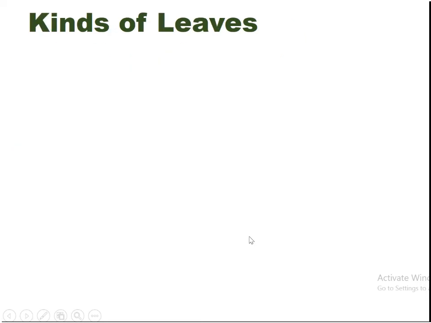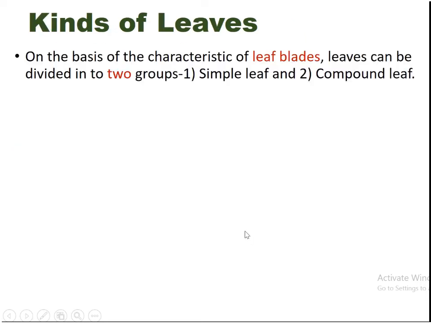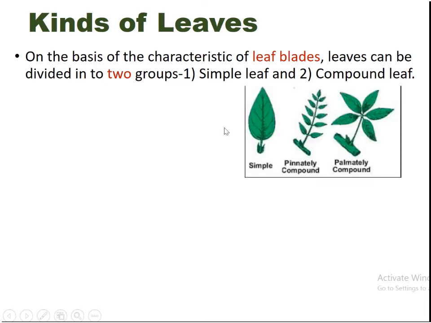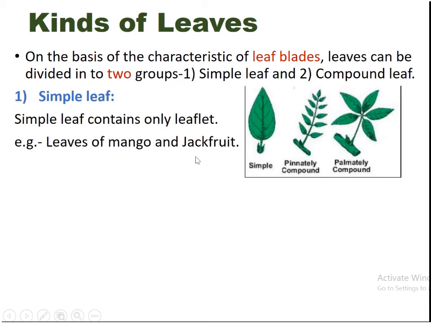Okay, now the classification of leaves on the basis of the characteristics of leaf blades. Leaves can be divided into two groups: the simple leaf and compound leaf. A simple leaf contains a single leaflet. Here the single leaflet. Leaves of mango and jackfruit trees are simple leaves, and the edge of the simple leaf is either totally unbroken, see, totally unbroken, or moderately incised.